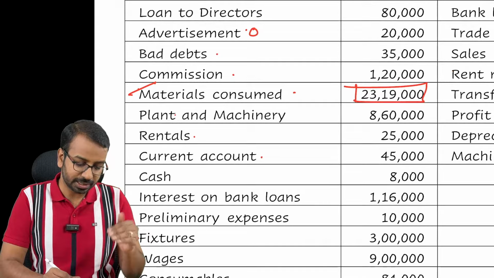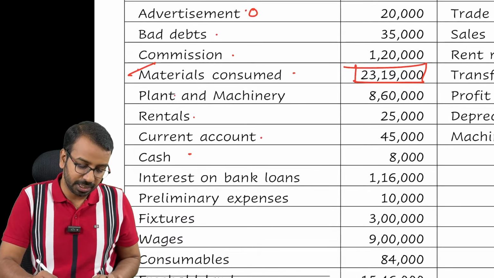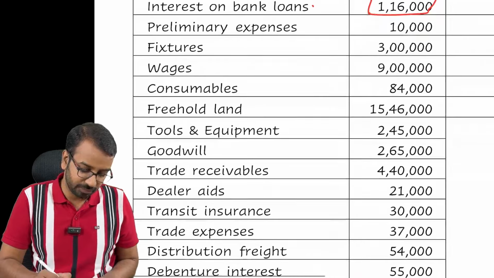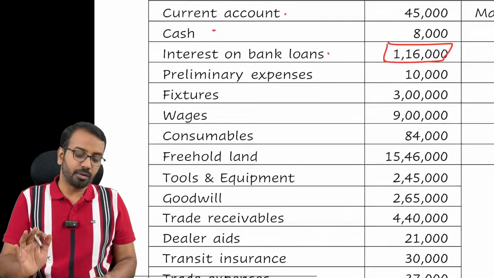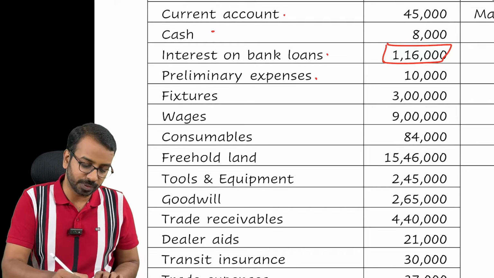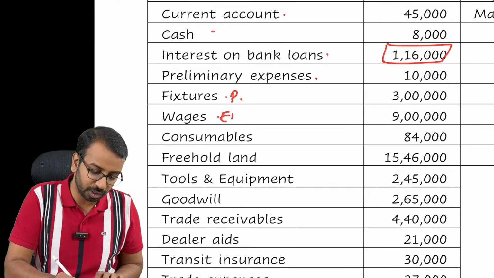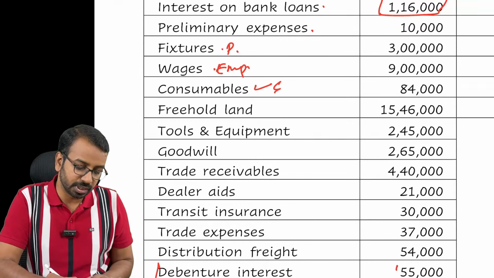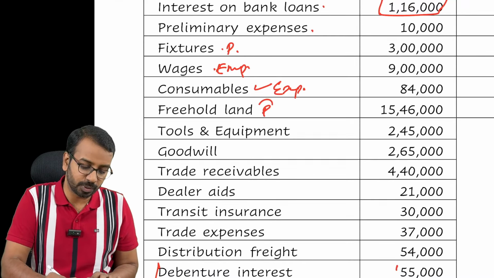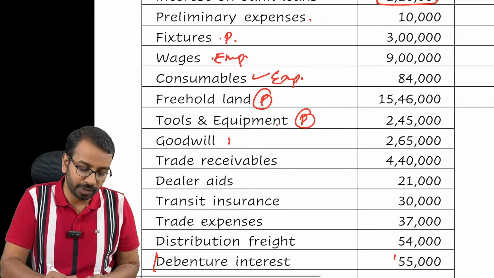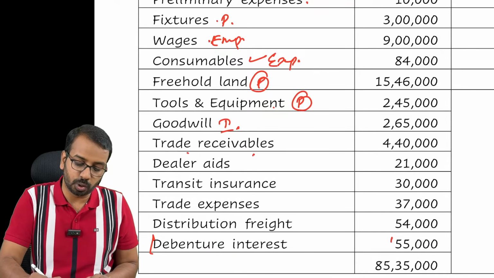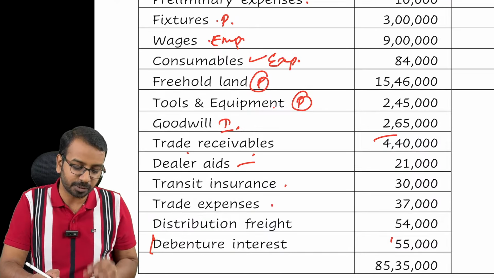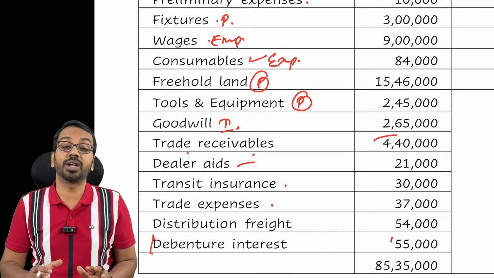Then this current account is again our bank balance, cash balance, interest on bank loan. What is this interest on bank loan? Finance expense. And here we had debenture interest, which is also a finance expense. Preliminary expenses, other expenses, fixtures, PPE, wages, employee benefits, consumables, freehold land, tools, goodwill. Consumables is other expenses. Freehold land is our PPE. Tools and equipment, PPE. Goodwill, intangible asset. Trade receivable will show under trade receivable. Dealer aids, other expenses. Transit insurance, other expenses. Trade expenses, other expenses. So these are all the items of expenses.